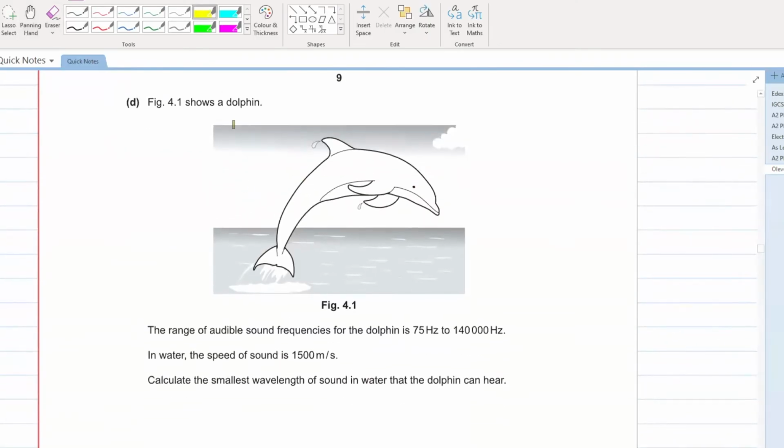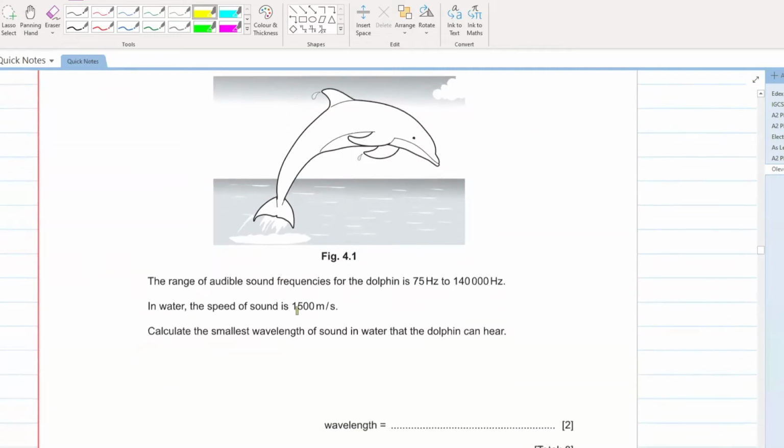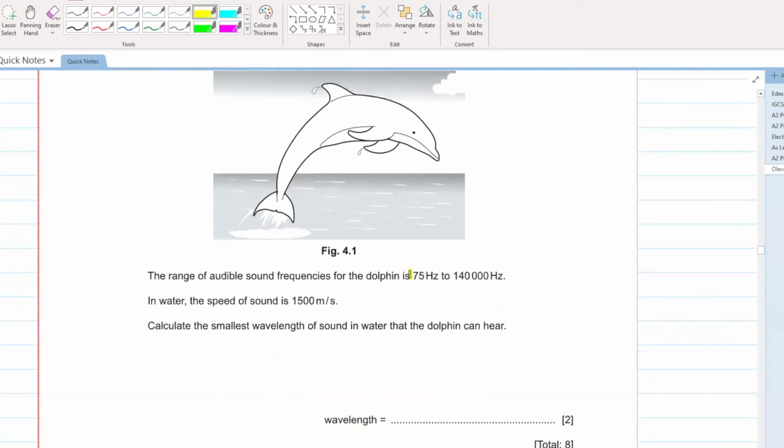Let's further move ahead. Let's see this. Figure 4.1 shows a dolphin. This is a cute little dolphin. The range of audible frequencies for the dolphin is this. The speed of sound is this. Calculate the smallest wavelength of sound in water that the dolphin can hear.